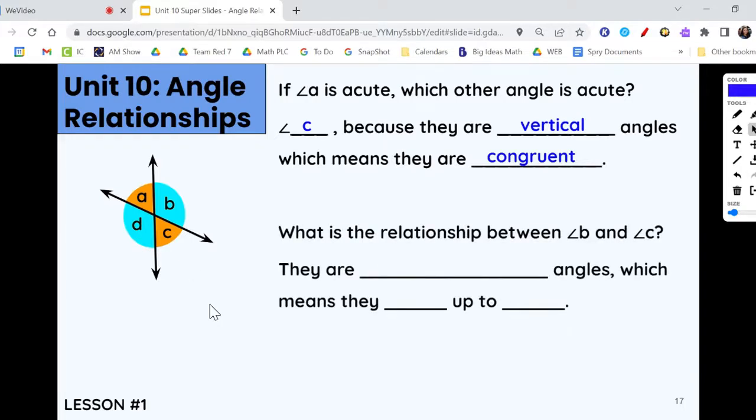What is the relationship between B and C? Okay, are they vertical angles? Let's see, B and C. So here's B and C. They fall on this line together. Do they look vertical? Well, there's B, there's C. Nope, these are not vertical angles. What kind of angles are they? They make a straight line. They are supplementary angles. They make up a straight line, which means they add up to 180 degrees.